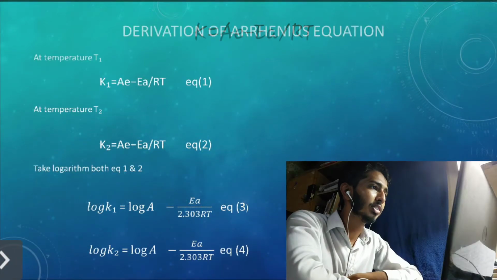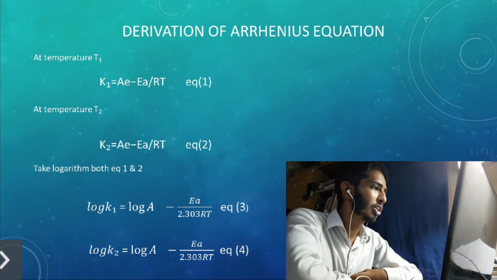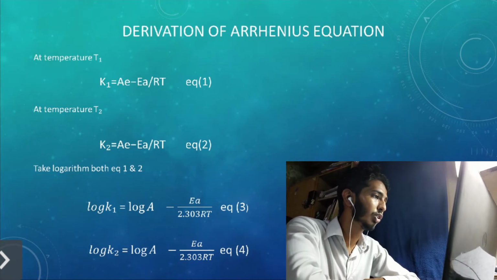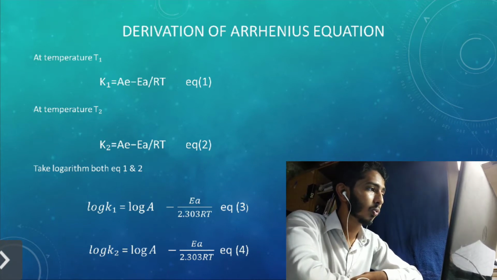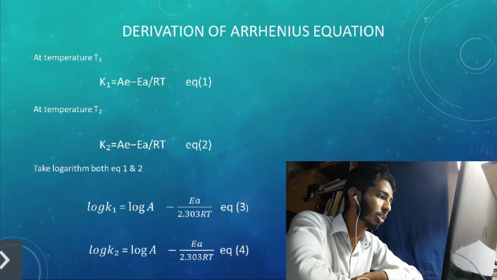Now we will discuss the derivation of the Arrhenius law. Here at temperature T1, in the Arrhenius law formula, k1 is equal to A e to the power minus Ea upon RT1. This is equation 1. At temperature T2, k2 is equal to A e to the power minus Ea upon RT2. This is equation number 2.